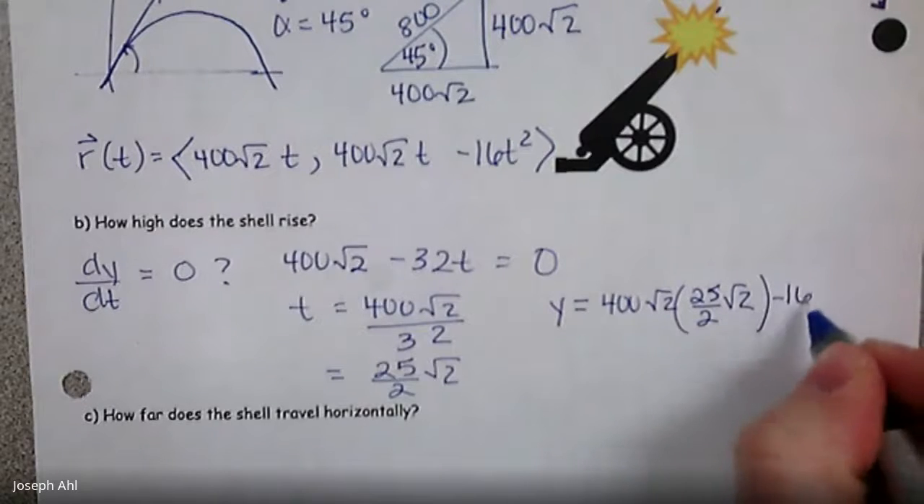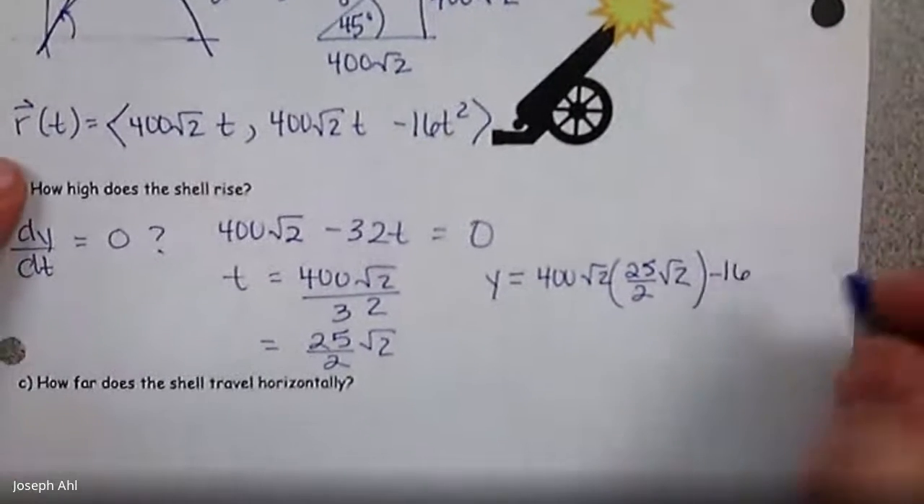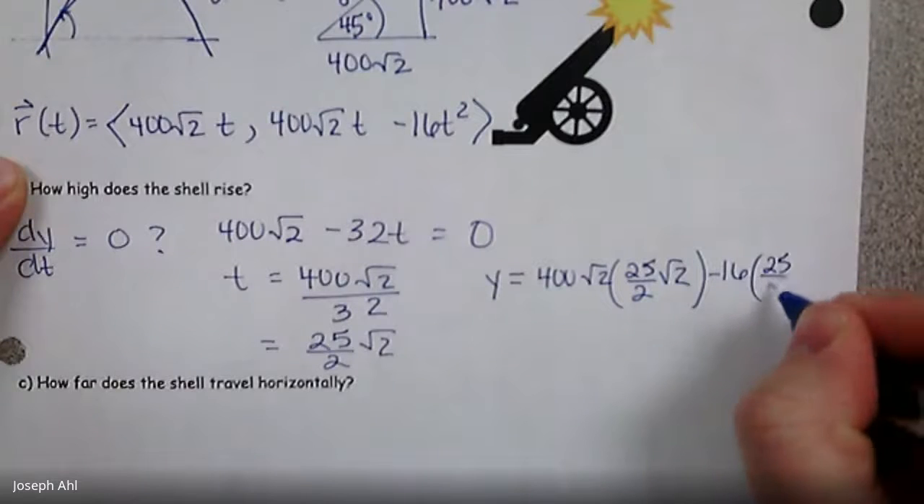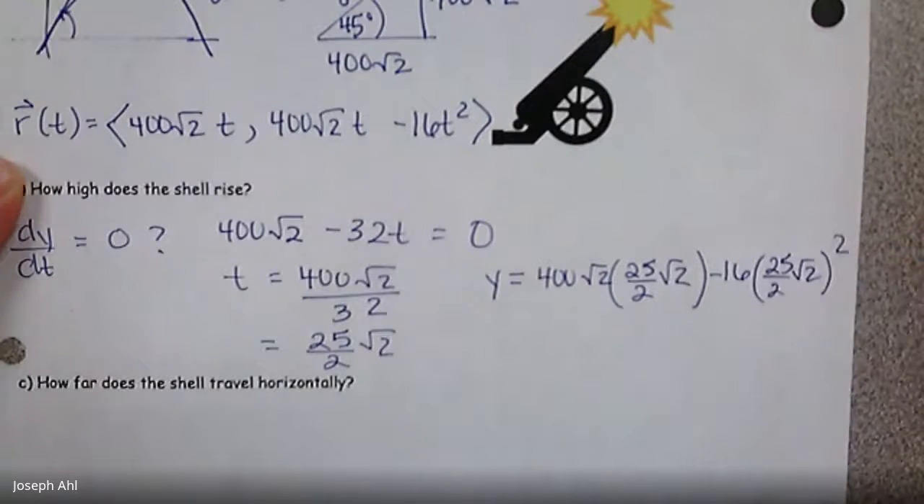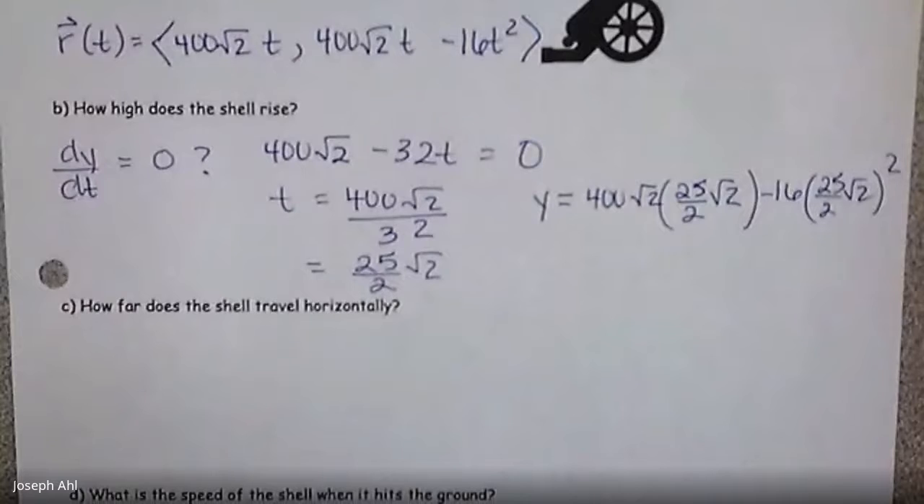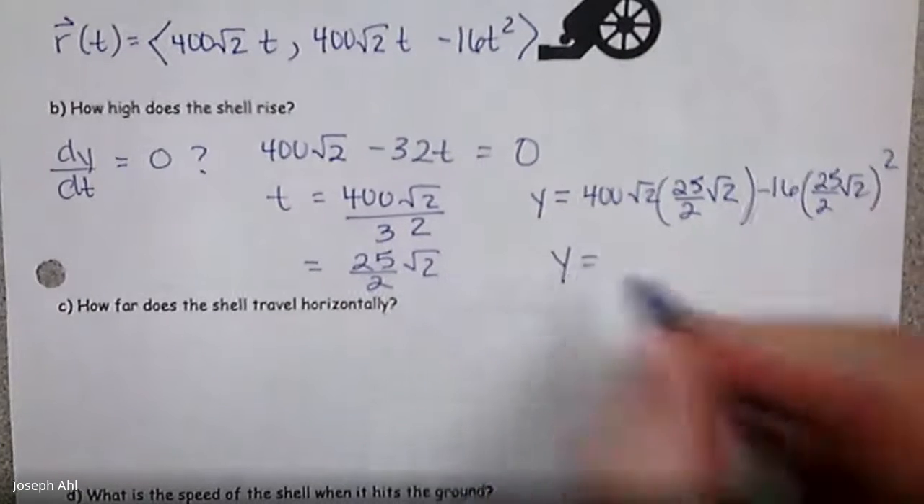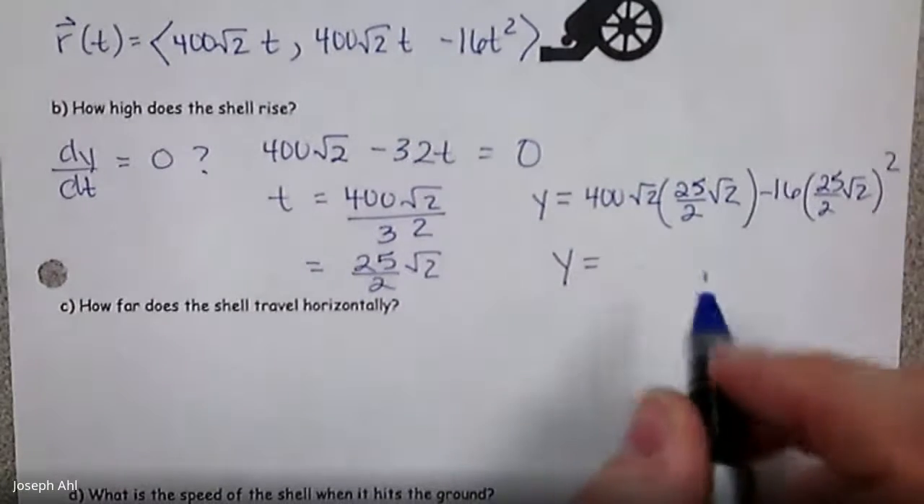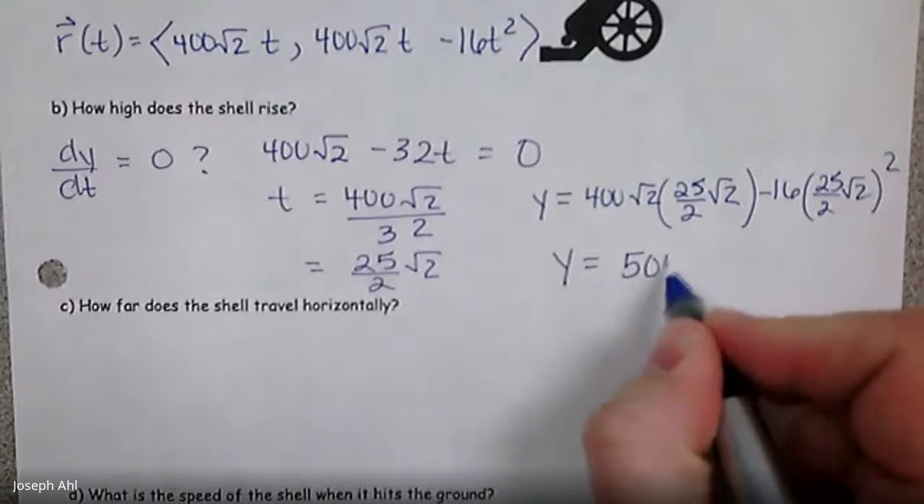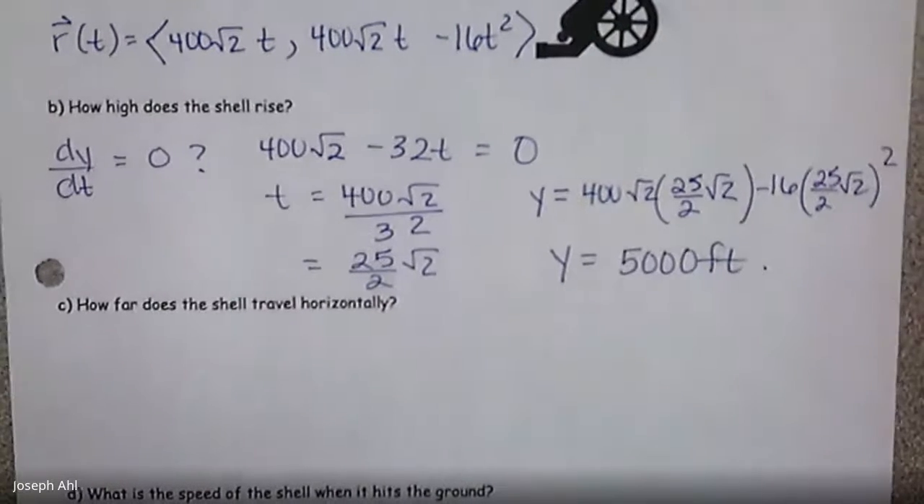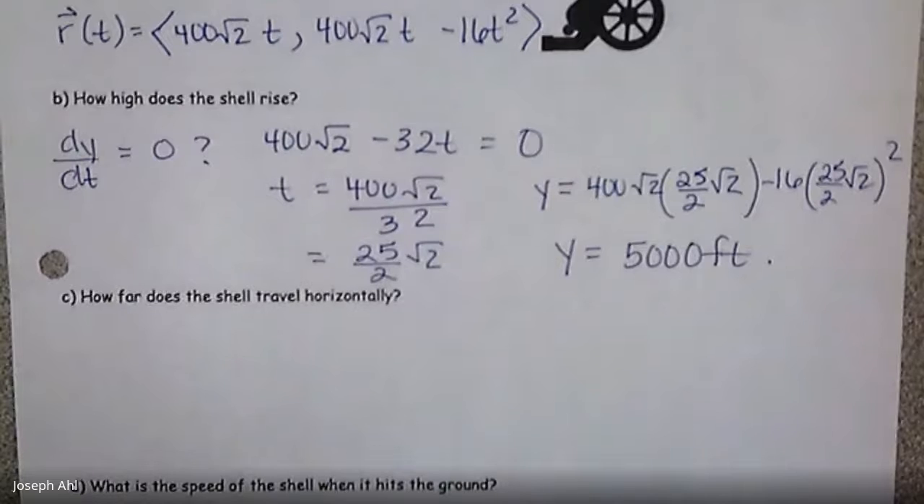And then minus 16 times, am I going to fit this in here? I hope so. All right, 25 halves radical 2 squared. Enter that into your calculator. Confirm that in the end the height that the shell rises is 5,000 feet. So double check me on that one.